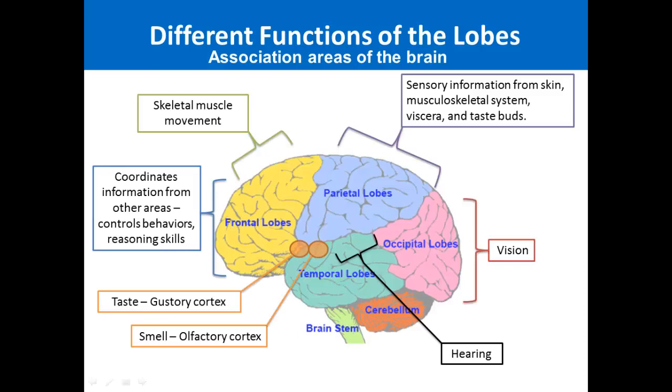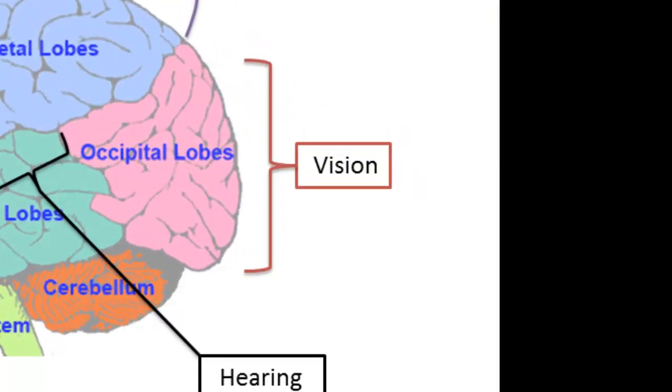For example, in the occipital lobe, we have two areas. We have our visual cortex, which is very important for identifying colors and shapes. Then we have this visual association area. The visual association area is very important because it gives meaning to what we see. I'd like to give you an example of that.